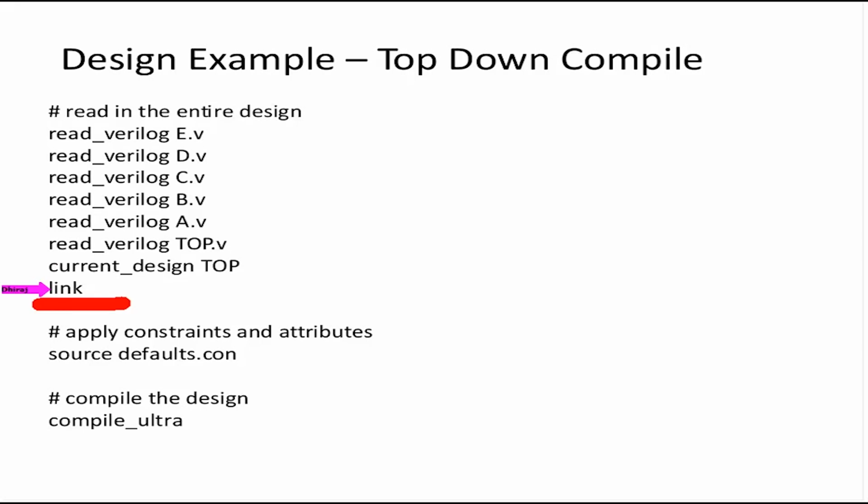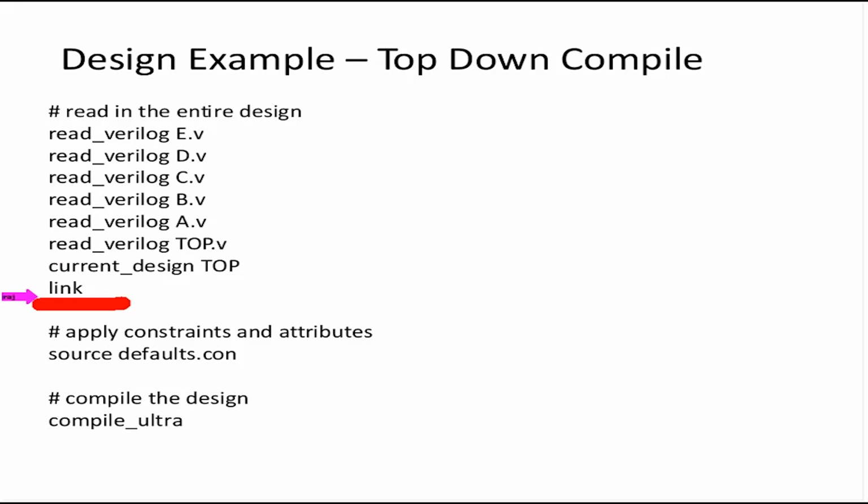will try and see if there is any logic in your design for which it does not find a module level description. For example, if you forgot to read in design E.P, then the link command will tell you that there is an instance of some module E for which it is not able to find a description. So link is the one that actually will tell you if you have any module description missing.